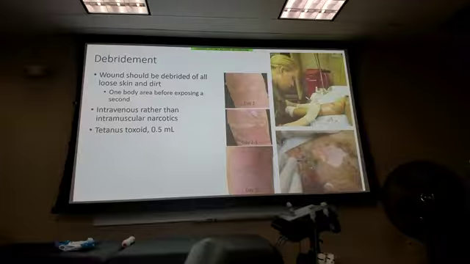update your tetanus on everybody who has a burn. Okay, that's the one prophylactic thing that we do. Everybody gets a tetanus shot, no matter what, because it's an opportunistic thing, and so we want to prevent against tetanus.